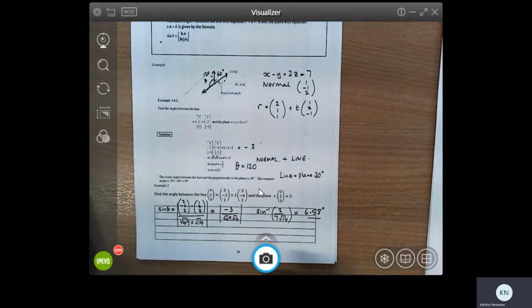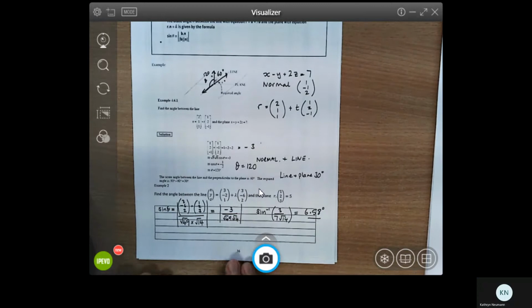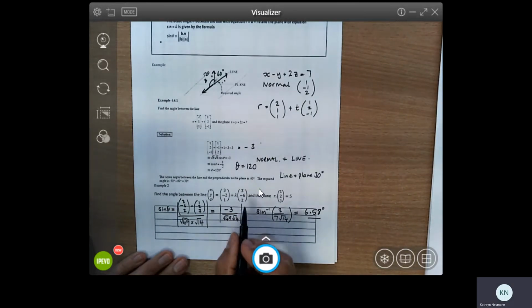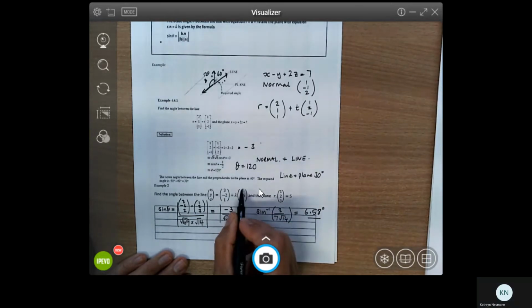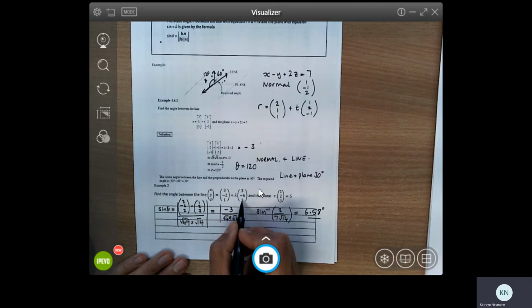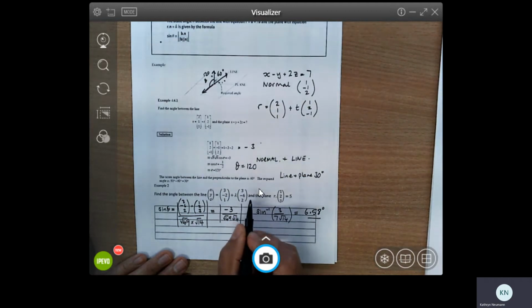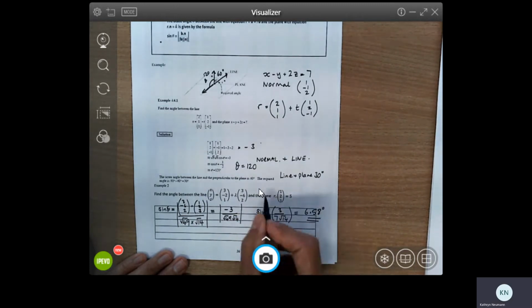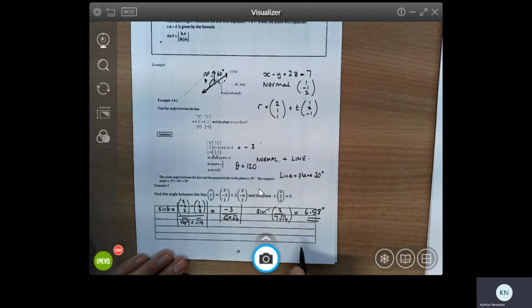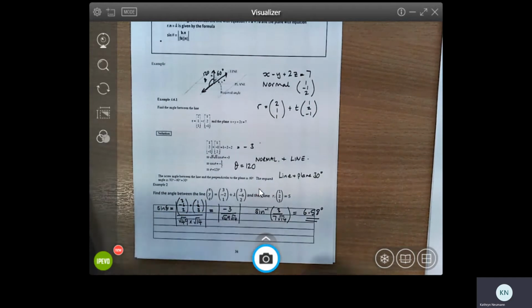If we wanted to do this using the dot product, we could find the angle between the normal and the direction vector. And if we work that out, we can then find the angle between the line and the plane. So there's two methods to use there, and you can see which one you prefer.